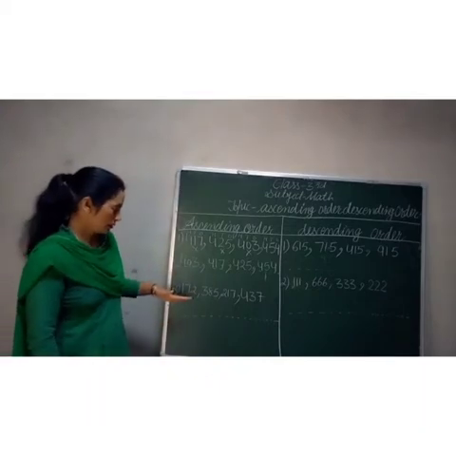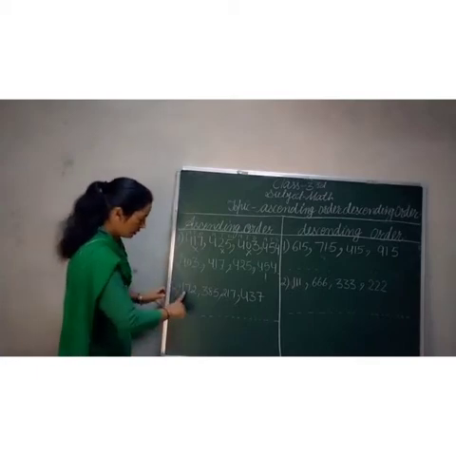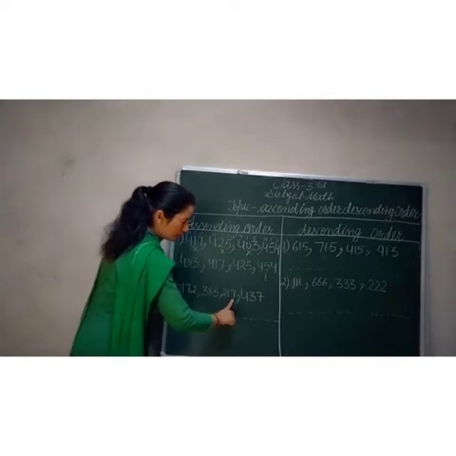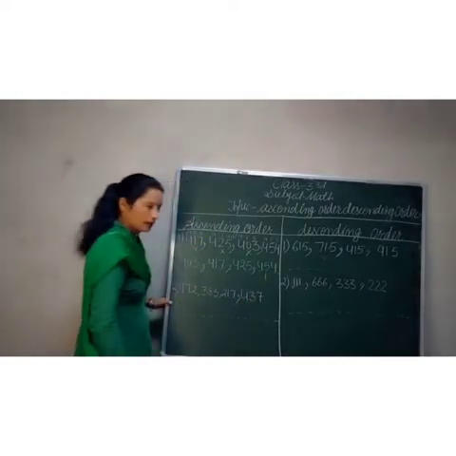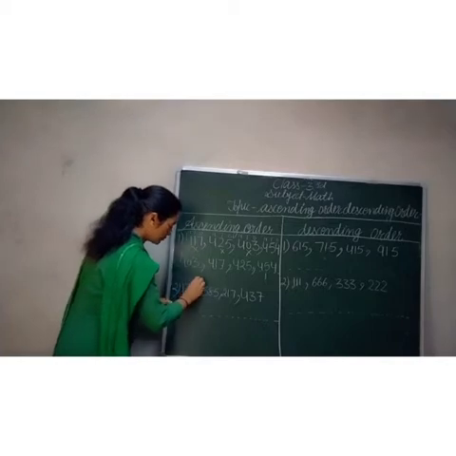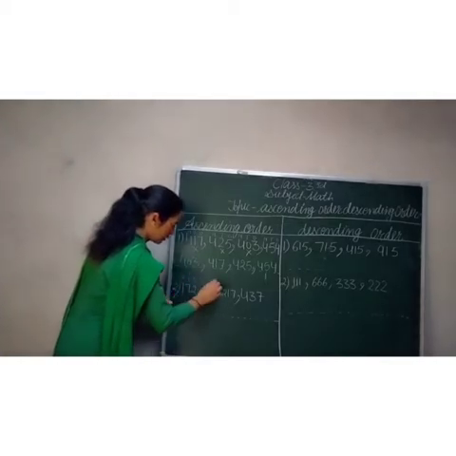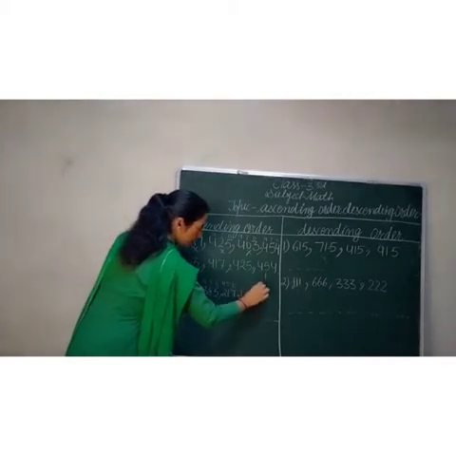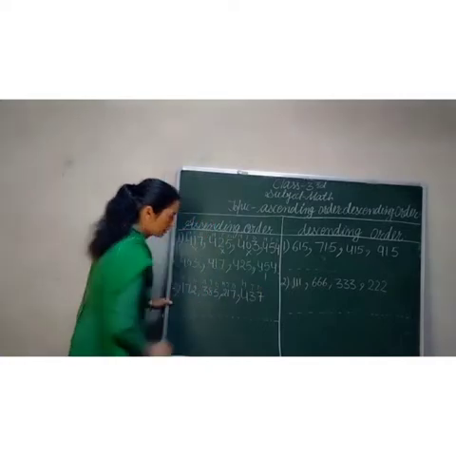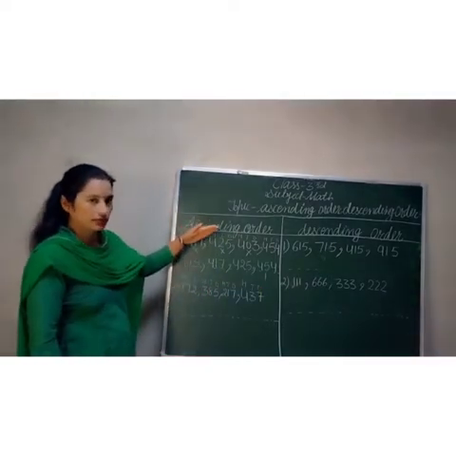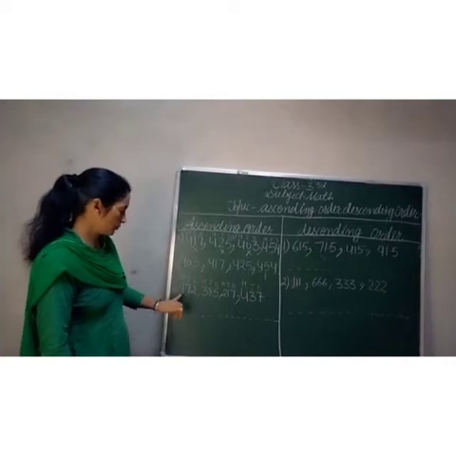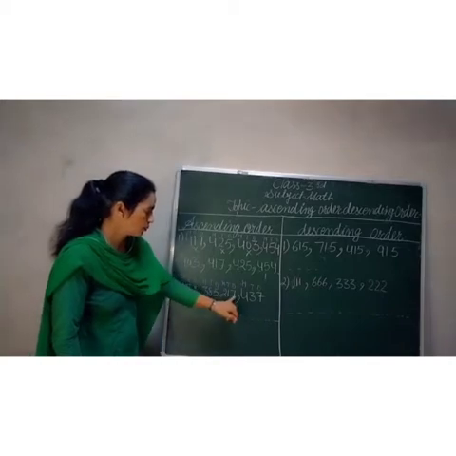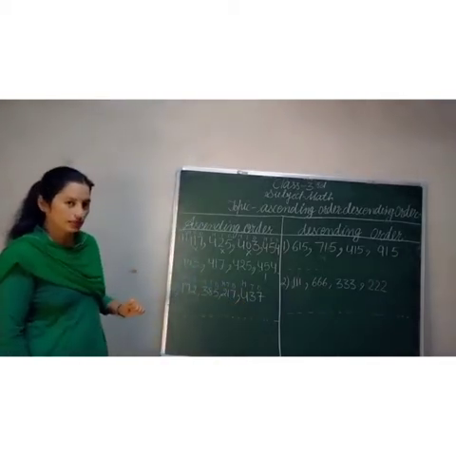Now another one is 172, 385, 217, 437. Same as before, we will give them place first: ones, tens, hundreds. Now firstly, same as before, we will see the hundreds place of each number. Here 1, 3, 2, 4. So which one is the smallest?